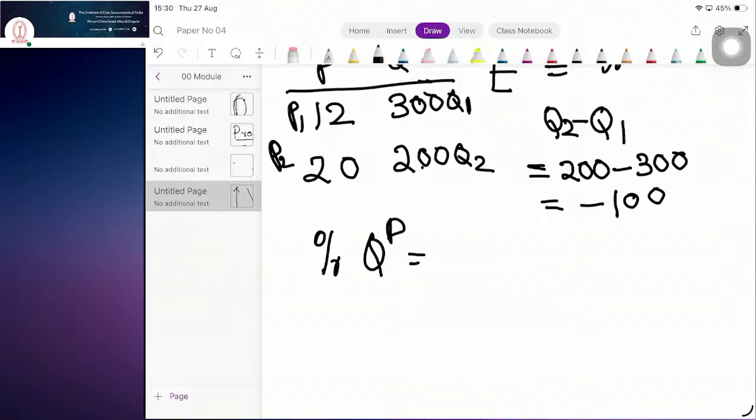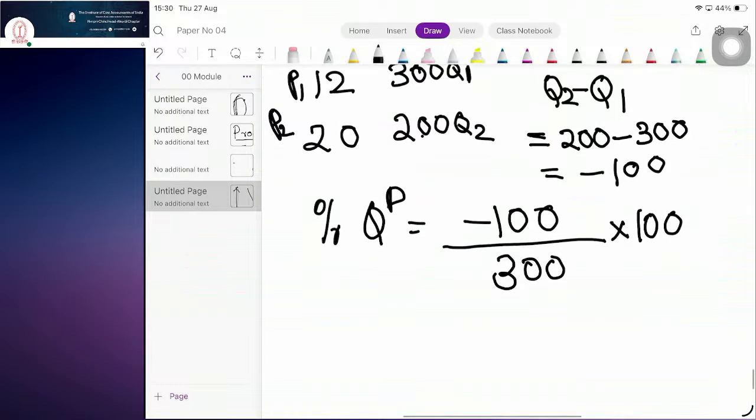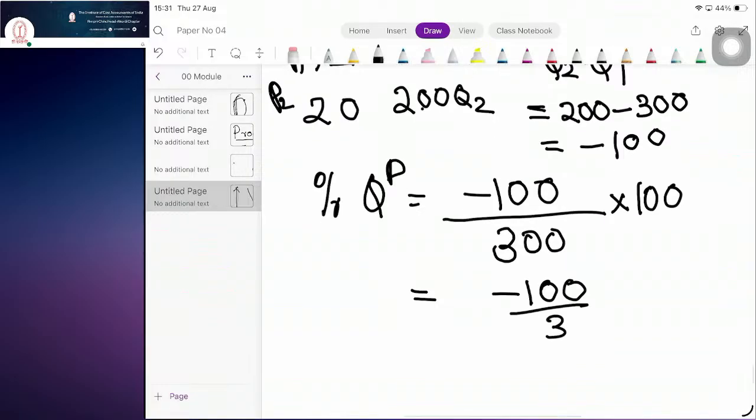What will we have to do? -100, and what was the old quantity? I'm taking a simple formula here. I'm calculating on the base of old quantity. Old quantity was 300, into 100. Okay, so right now if you just do the cancellation, you will see that the percentage change is -100 upon 3. Leave this as it is, don't simplify it further.